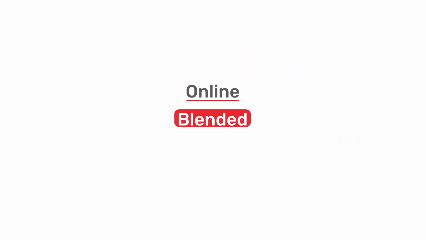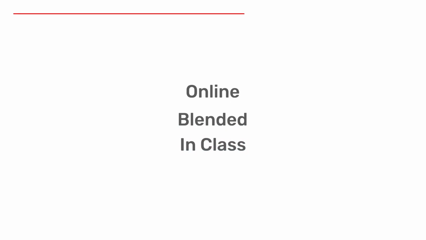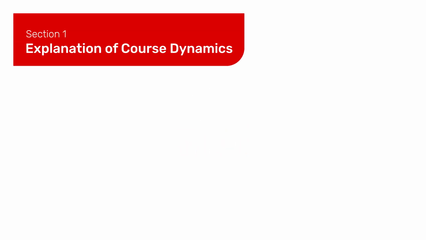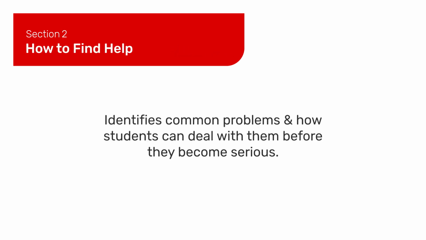The course can be offered in 3 different ways: fully online, in blended format, and in a traditional classroom setting. There are 10 main parts of the course. Section 1, Explanation of Course Dynamics. In this section, full details are given about how the course works. Section 2, How to Find Help. This section identifies common problems and how students can deal with them before they become serious.